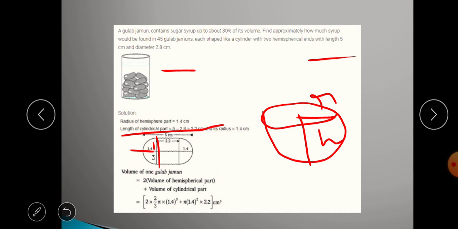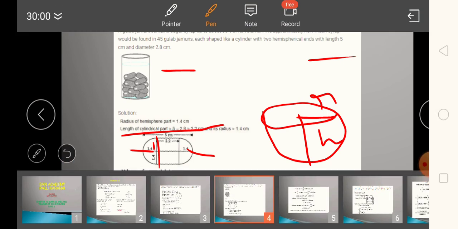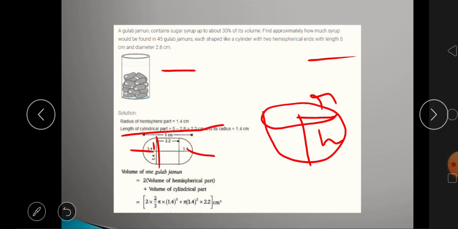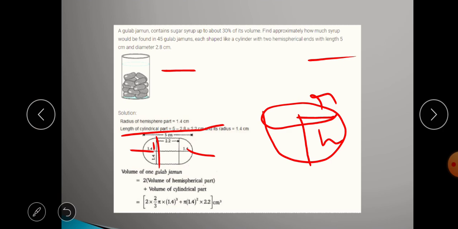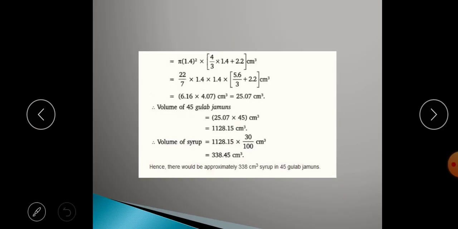Then 1.4 on this side also, and 1.4 on this side also. So we subtract 2.8 from the 5, and the height of the cylinder will be 2.2. Then use 2 times the volume of a hemisphere, since 2 hemispheres are there, plus 1 time the volume of the cylinder. If you use this, you will get the answer 25.07.